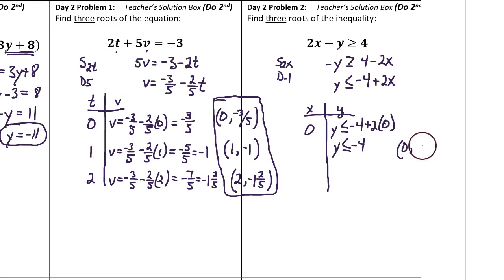When x is 0, y could be negative 4, because negative 4 is less than or equal to negative 4. When x is 0, y could be negative 5, because negative 5 is a number that's less than or equal to negative 4. And when x is 0, y could be negative 6. There are an infinite number that work, all having 0 as the first number in the parentheses, and we didn't even think of the ones you would get if you tried other numbers for x.